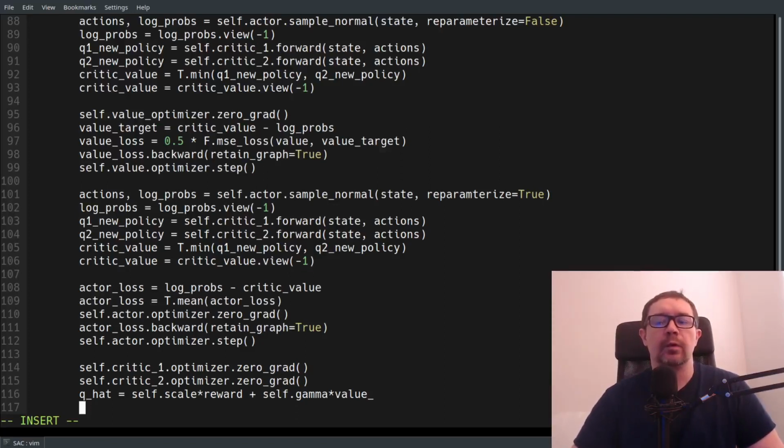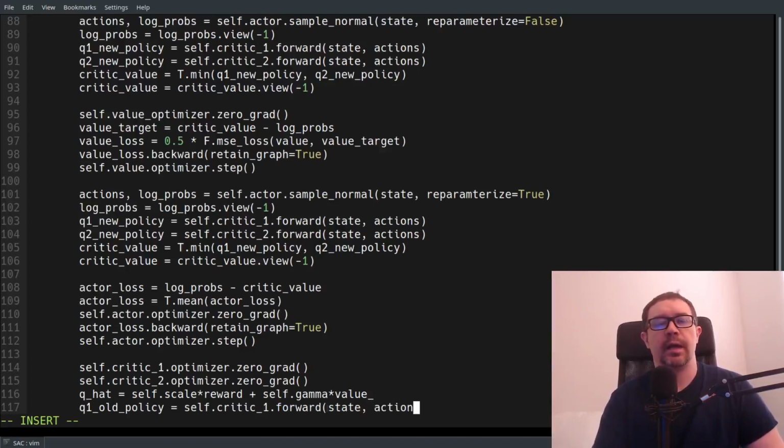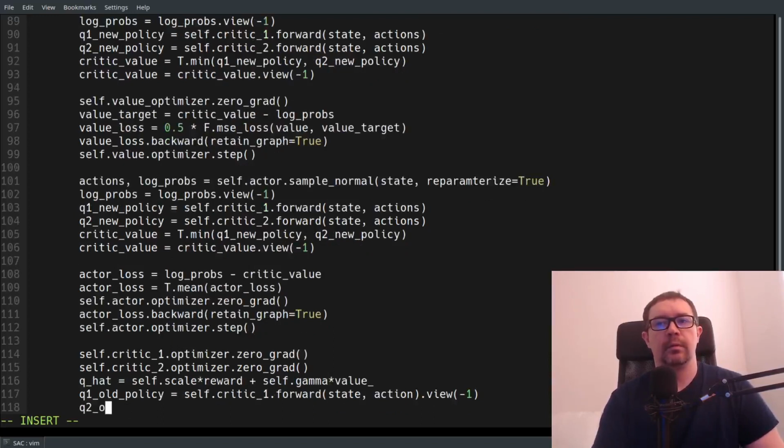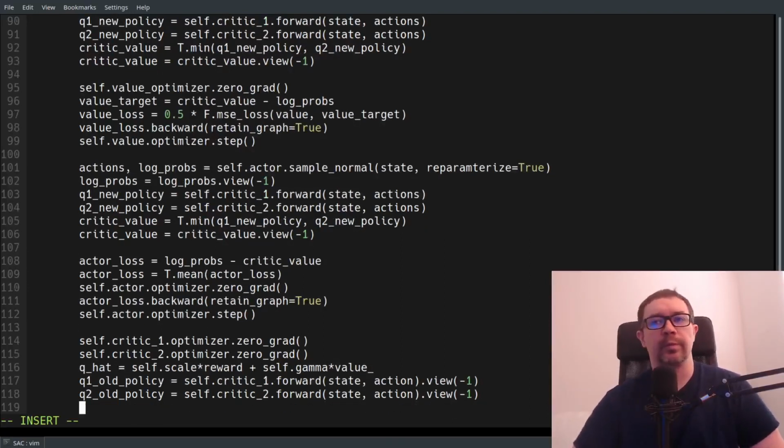And we also, of course, need gamma multiplied by the value of the states resulting from the actions the agent took. So then we have Q1 under the old policy. This is where the actions from a replay buffer come into play. critic1.forward state action view -1. It would help if I spelled action correctly. And note again, I am using the action from the replay buffer here, hence it is under the old policy, not the policy as it is right now.